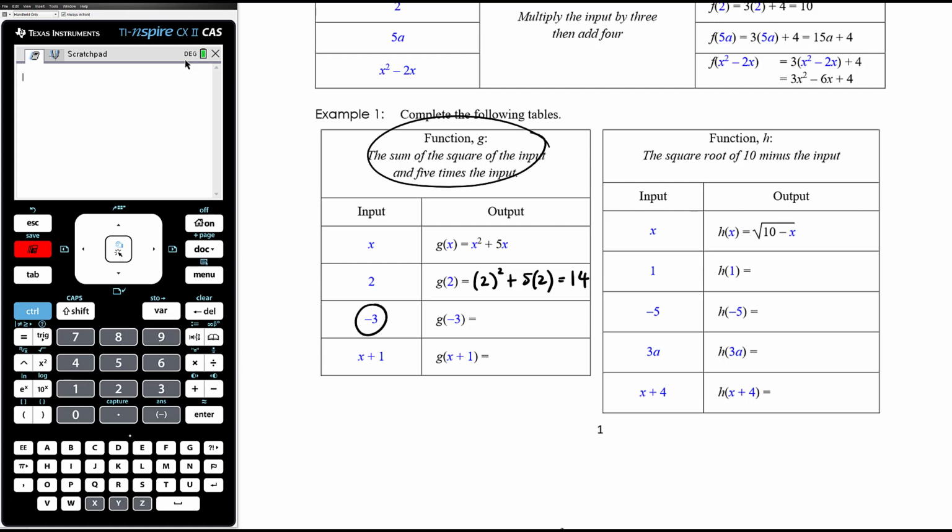We do function g to negative 3, which means we take negative 3 and we square it and we add it together with 5 times negative 3. Now negative 3 squared is positive 9. Minus 15, so that's going to be negative 6.